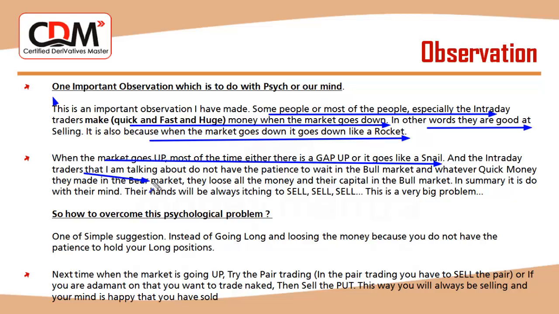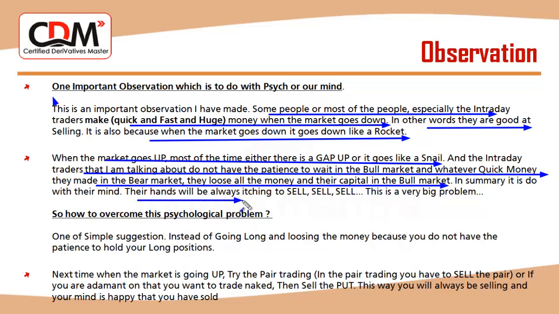The intraday traders I am talking about do not have the patience to wait in the bull market, and whatever quick money they made in the bear market, they lose all of it and their capital in the bull market. In summary, it has to do with their mind. Their hands are always itching to sell, sell, sell. It's a very big problem. Whenever they see the market has gone up 50 points or 100 points, they just keep on selling, in anticipation that the market will fall from this level.